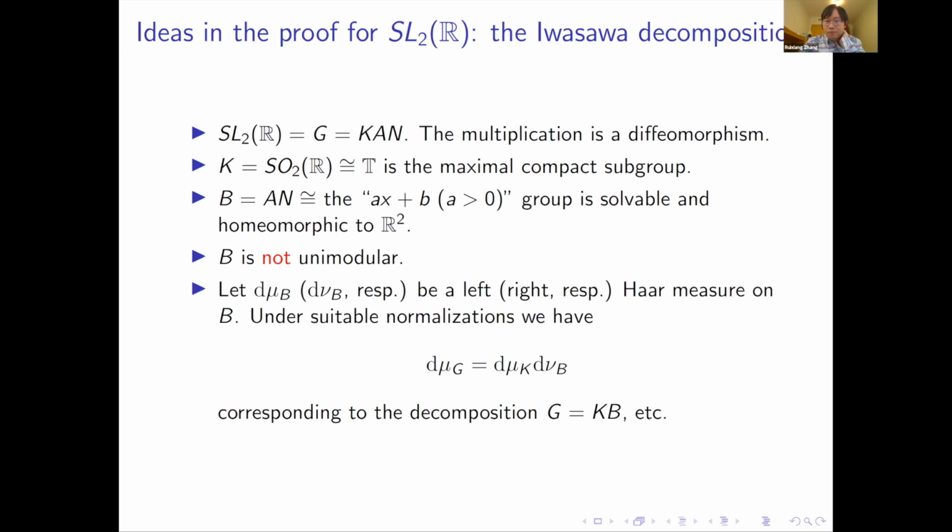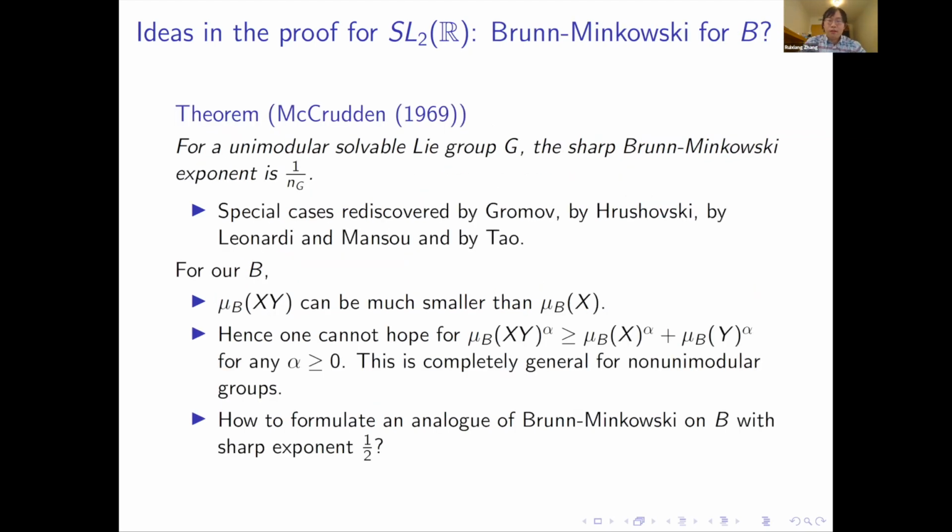And as before, when we were doing the proof, we first started to look at B and asking if we have good properties from this B. So let's look at B in a closer way. As I put in the title, we want some Brunn-Minkowski or Brunn-Minkowski type inequality for B. And actually, if B were unimodular, this would be very nice, because there's a theorem by McCrudden in 1969 saying that if you have a unimodular and solvable Lie group, then the sharp Brunn-Minkowski is 1 over n of G. So he already has our conjecture in this case.